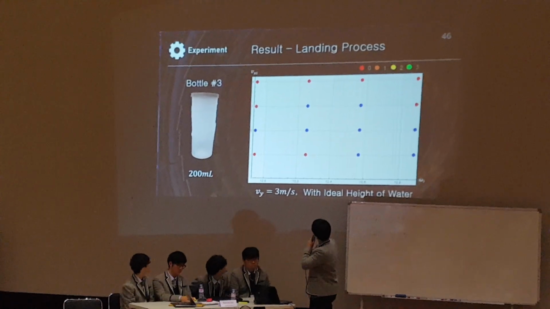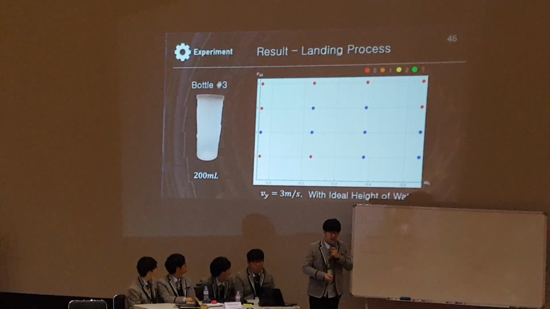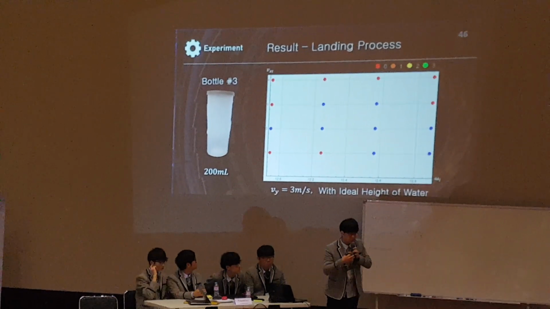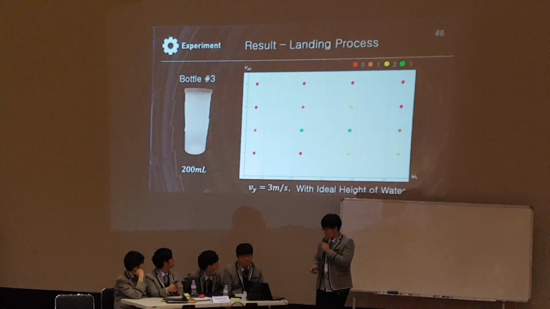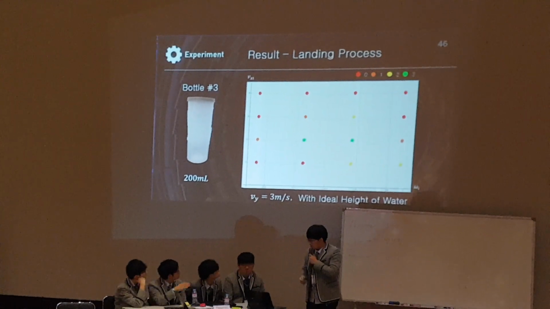And for the third bottle, if you see this, the number of the blue dots in this region actually seems to increase, and this is because the third bottle had the largest radius of the bottom area, so it was most probable, and this critical angle was the largest. So these experimental results seem to match pretty well as well.